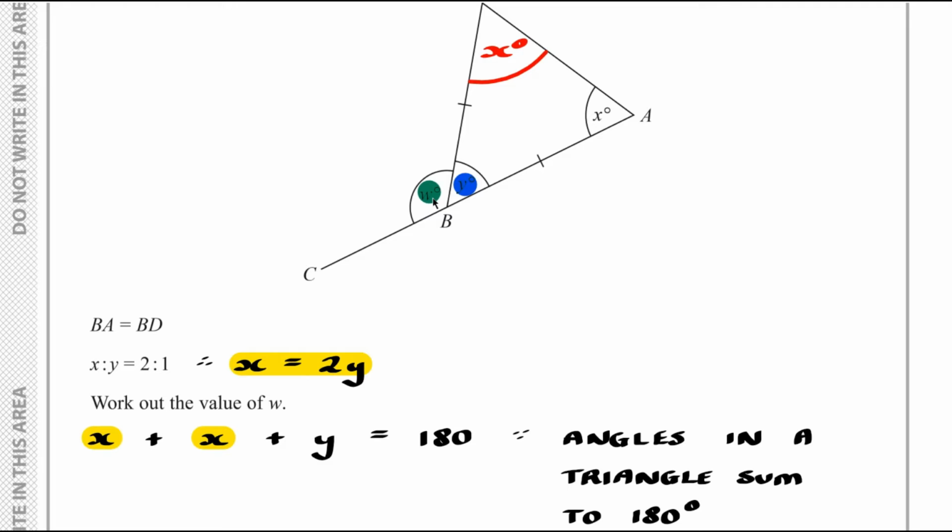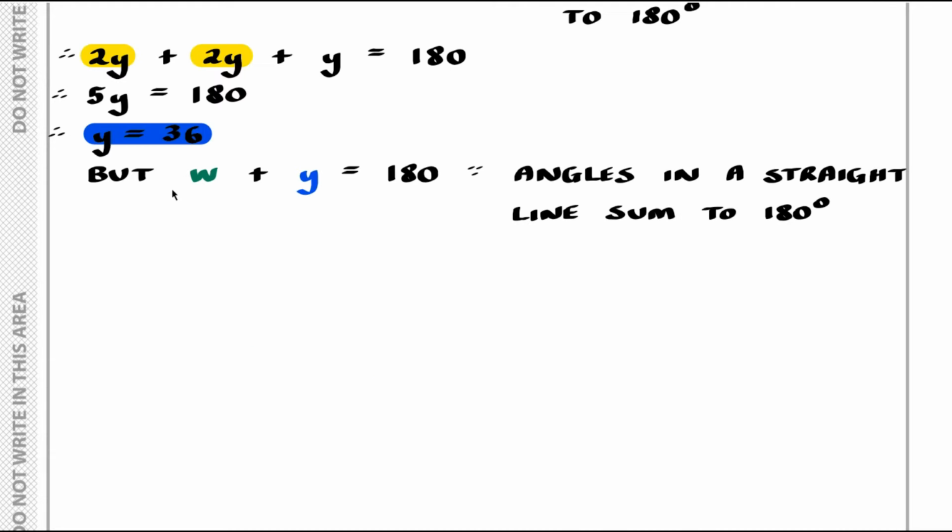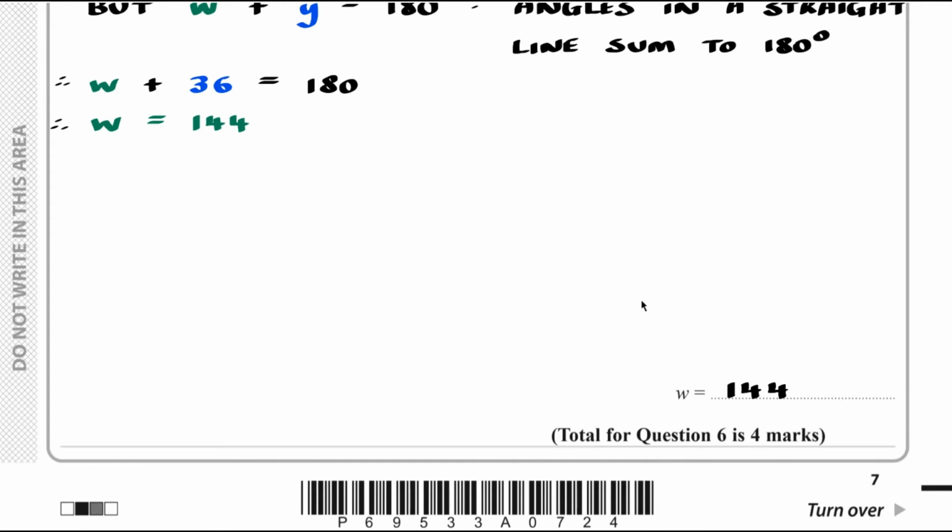Now we've got the angle W and the angle Y, which sum to 180, and that's because angles on a straight line sum to 180. So W plus Y is equal to 180, and we know that Y is equal to 36, so we have W plus 36 equals 180, which means W is 144. So we have W equals 144.